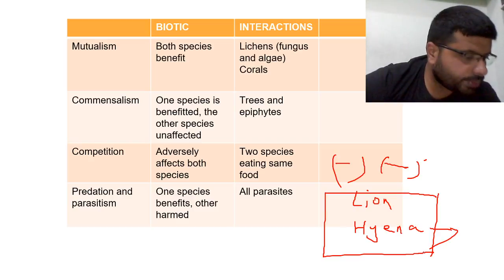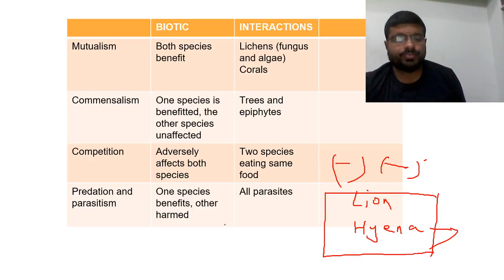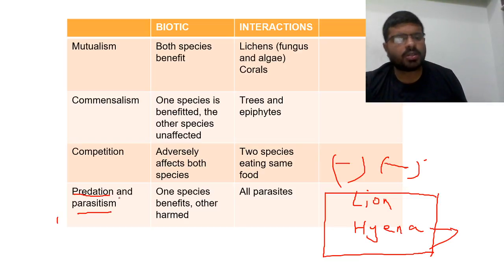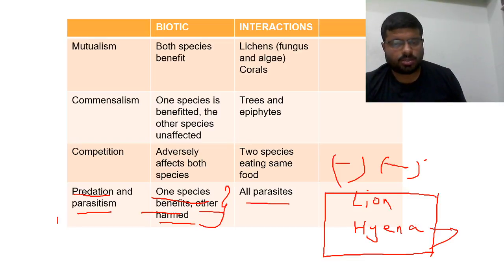Then next point, predation and parasitism. So what happens in predation and parasitism? One species benefits, the other is harmed. So there is a positive influence on one species and a negative influence on the other. For example, in the prey predator relationship, a lion and a deer, the lion is benefiting because it is getting the food, and the deer is being killed, so there is harm.